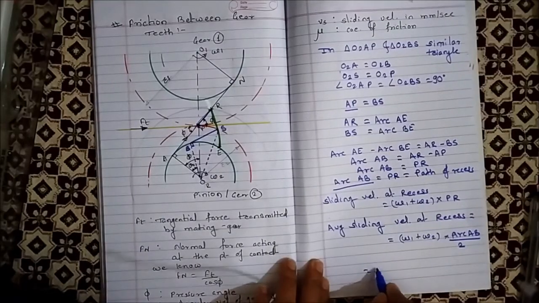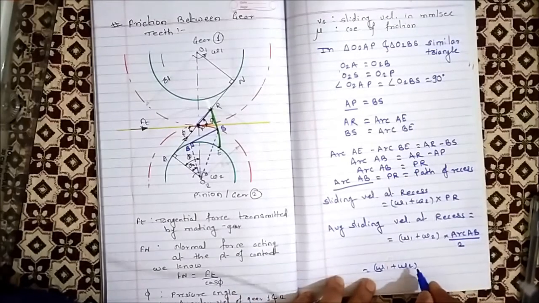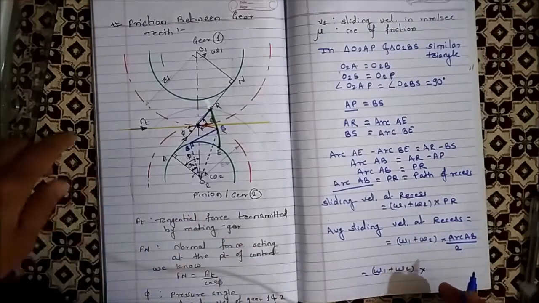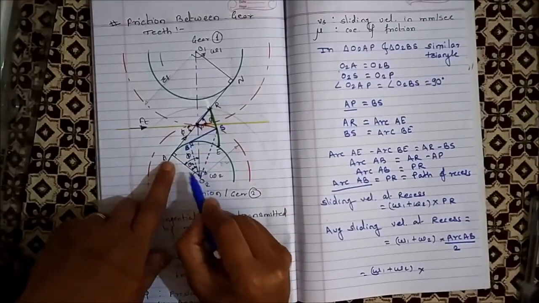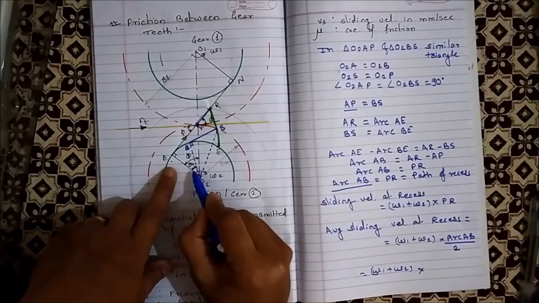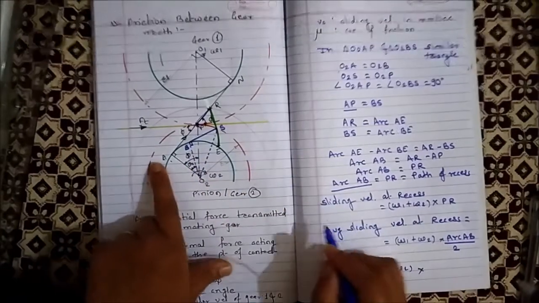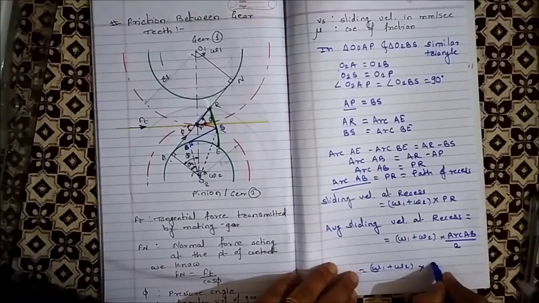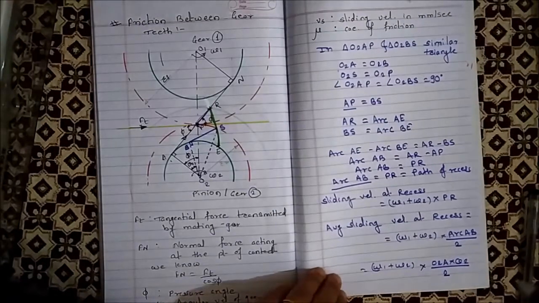So again we are going to simplify this, omega 1 plus omega 2 into, instead of arc AB, see arc AB is this, so we can write O to A in terms of angle and length, O to A into this angle theta 2. We are going to consider this angle theta 2, that is angle O to A, O to B. So arc AB is O to A into theta 2 by 2.